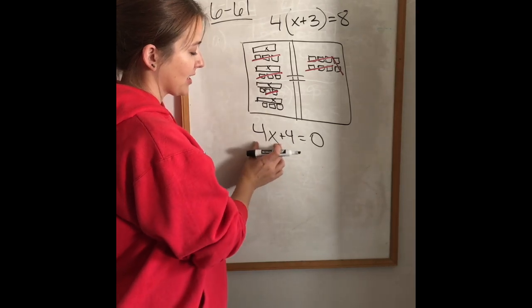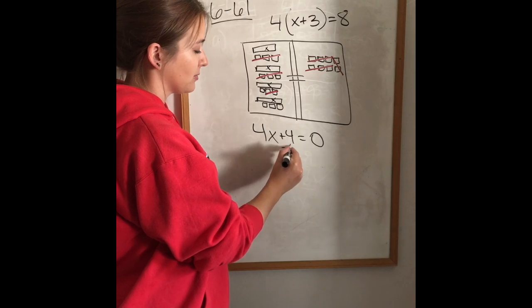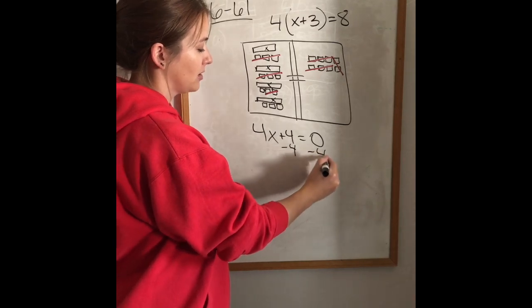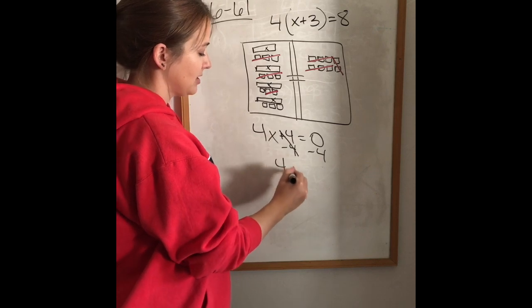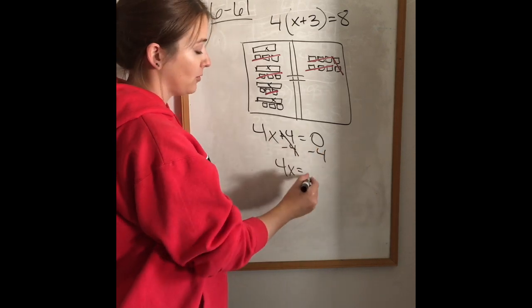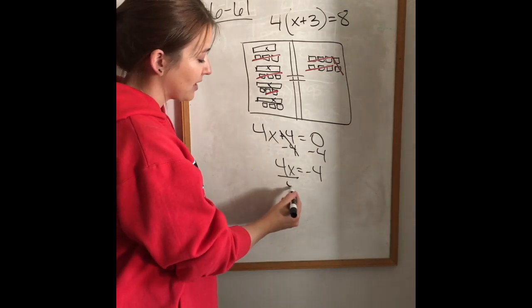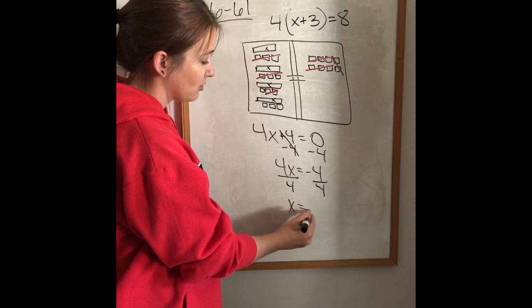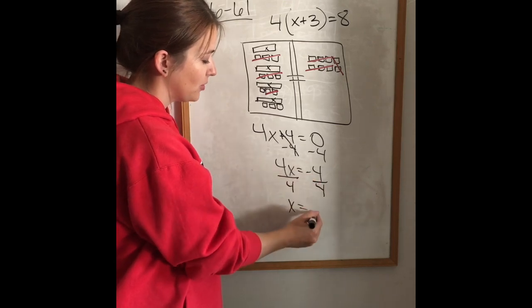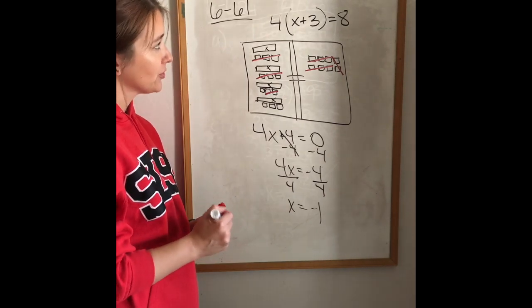So I want x all alone on this side, so I want to get rid of this 4, and to get rid of it, we subtract 4, because we want to make it 0, so that makes 0. 4x equals 0 minus 4, which gives us negative 4. We want x all by itself, so we divide by 4, divide by 4. We're left with x equals negative 4 divided by 4 is negative 1. So there is our solution for 661.